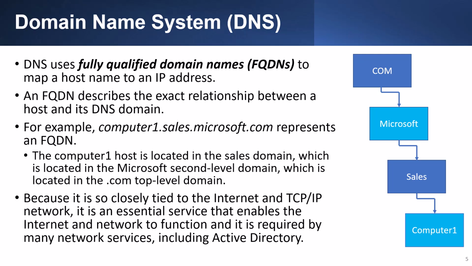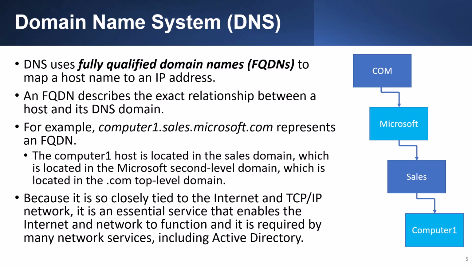DNS uses fully qualified domain names, or FQDNs, to map a host name to an IP address. An FQDN describes the exact relationship between a host and its DNS domain. For example, computer1.sales.microsoft.com represents an FQDN. The Computer1 host is located in the sales domain, which is located in the Microsoft second-level domain, which is located in the .com top-level domain.